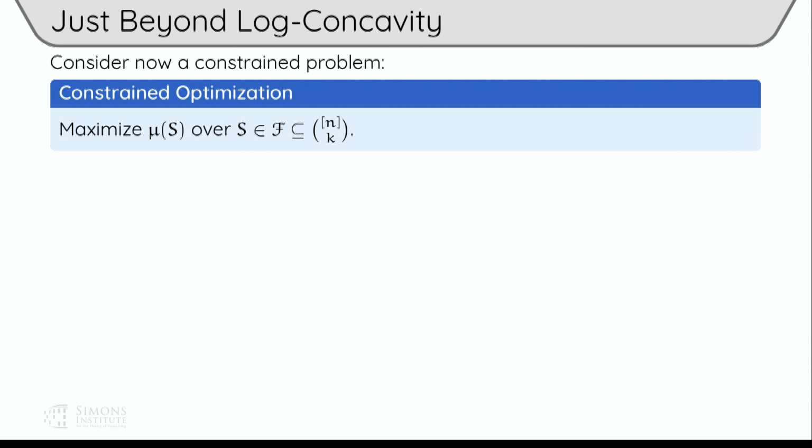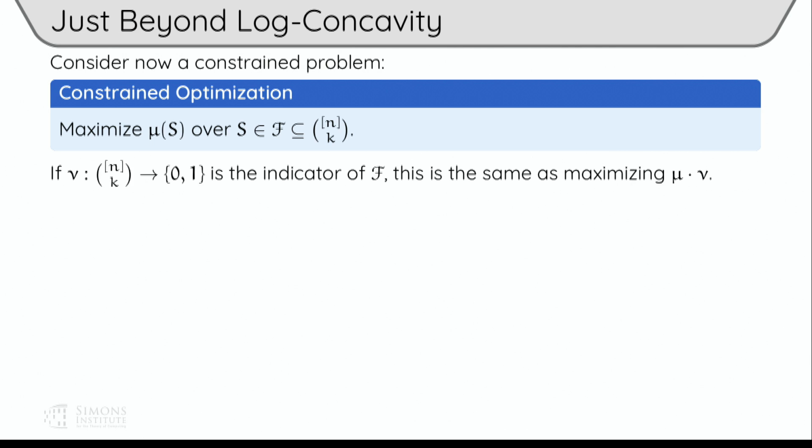Instead of optimizing this mu function over all sets of size k, we are given a family of subsets, and we want to maximize over this family. If you think of the indicator function of this family as the function nu, which maps sets in the family to 1 and sets outside of the family to 0, then this optimization problem is equivalent to maximizing the product of mu and nu.